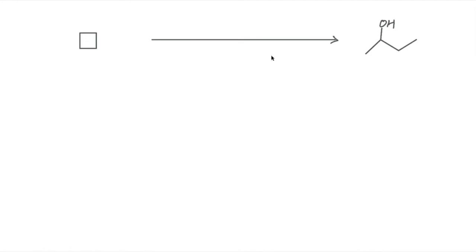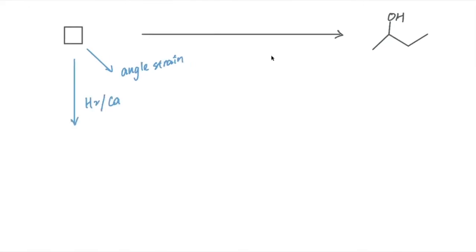Okay, you learned in maybe chapter 4 or 5 that this has huge angle strain. There is huge angle strain in this compound. So under the condition of hydrogen, which here is Pd, okay? The hydrogen and the catalyst are going to open it up. So what's the next step?